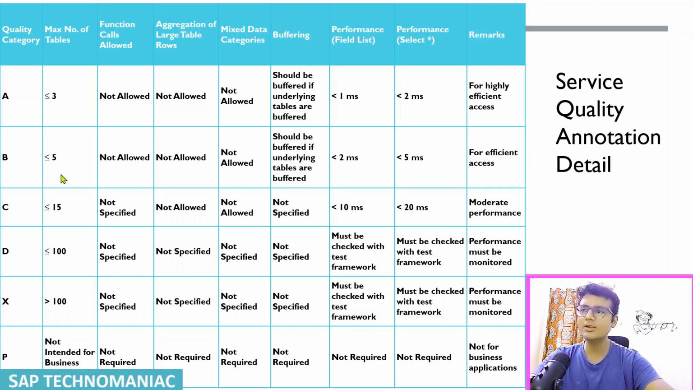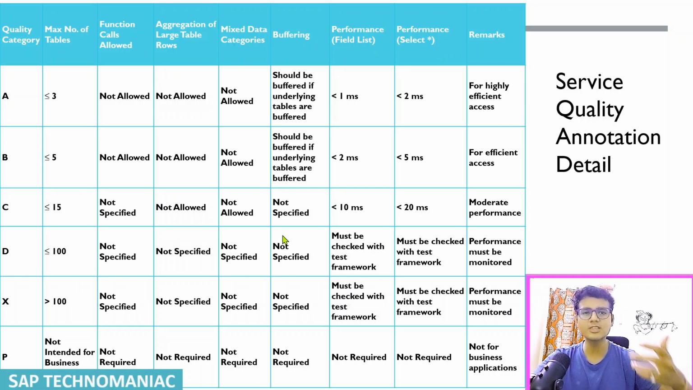And if you have less than or equal to 5 tuples, with other things the same, then it will give the result within 2 milliseconds with few fields. If you have more fields, it will give within 5 milliseconds. If you have service quality C, you can have up to 15 tables, and you can have function calls as well. If it is not specified, it means you can have function calls as well. You can have some functions.